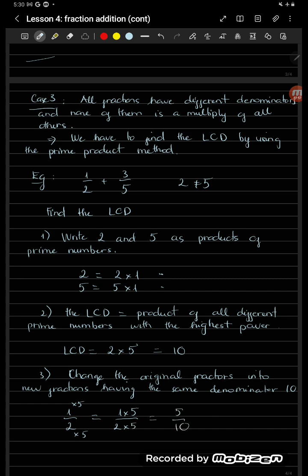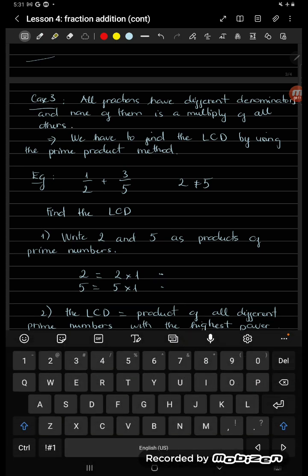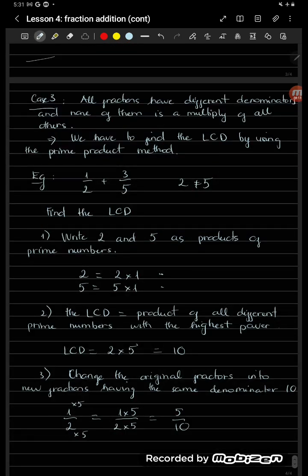So now we already have a new fraction that has a denominator of 10. That has the same value as the original fraction, 1 over 2. So keep going for the second fraction, 3 over 5, and we want to change it into a new fraction with the denominator as 10.